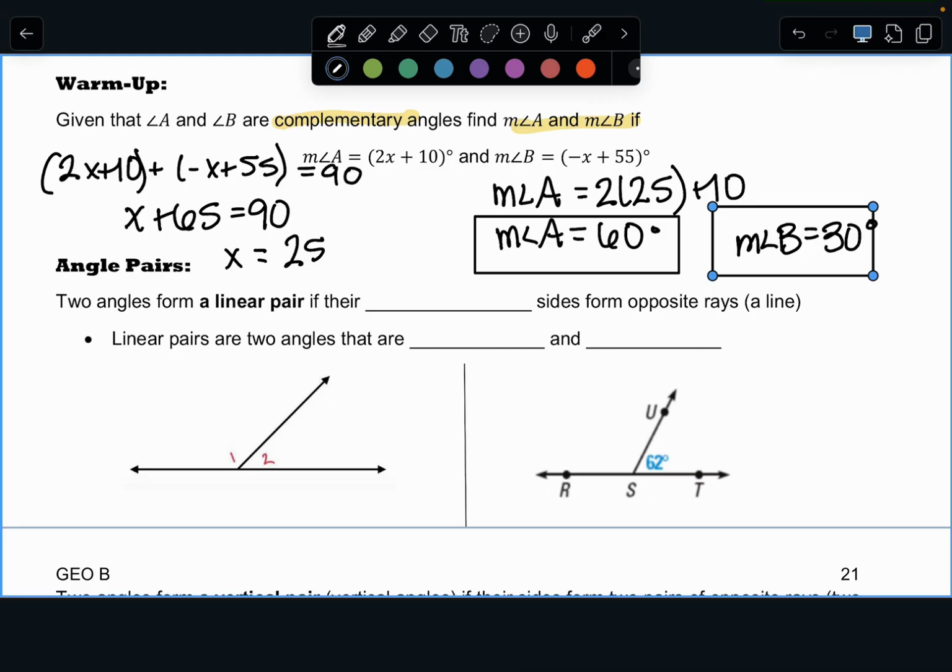Questions on the warm-up, because we're still going to be dealing with a little bit more supplementary today than complementary, but we're still going to be dealing with those ideas a little bit.